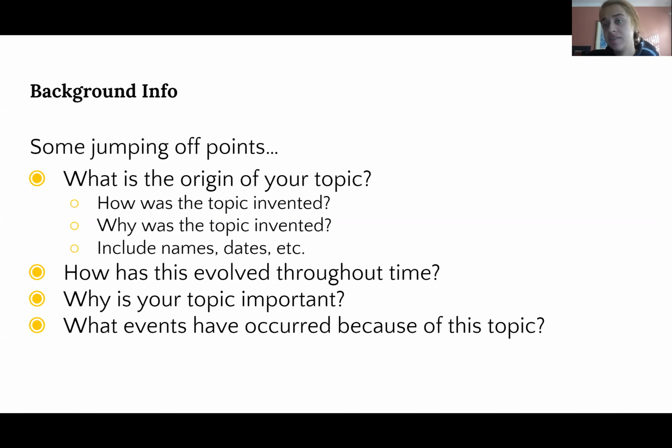How has this evolved over time? What did the first airplane look like versus what do airplanes look like now? How did it evolve and what did it evolve for? Why is your topic important? Why do we care about airplanes, hot air balloons, scuba equipment? And then what events have occurred because of these topics? What were we as human beings able to accomplish on a great scale, and just day to day?